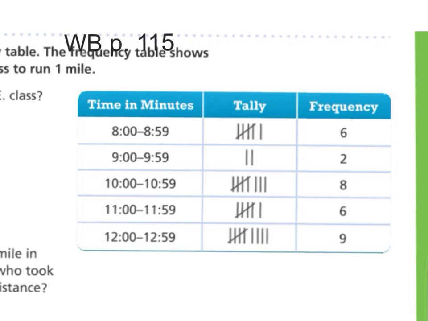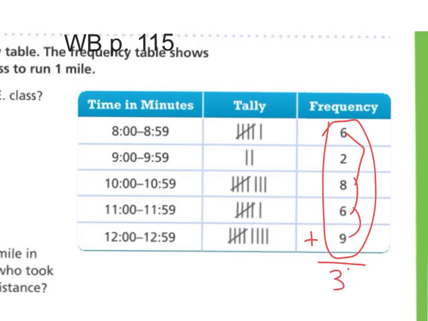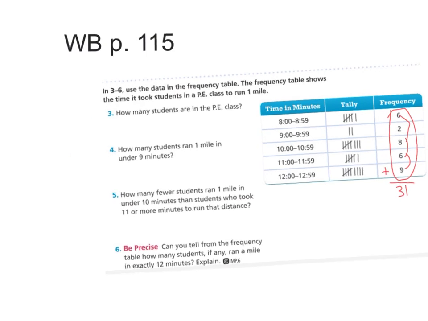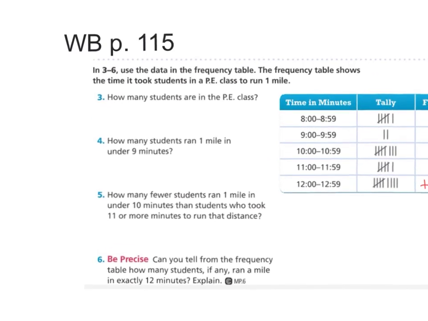So to do that, figure out how many students there are altogether. We can either add all the tally marks together, or we can add these frequency numbers together. If you add those together, 6 plus 2 is 8, 8 plus 8 is 16, 16 plus 6 is 22, 22 plus 9 is 31. So it should be a total of 31 students in the PE class.